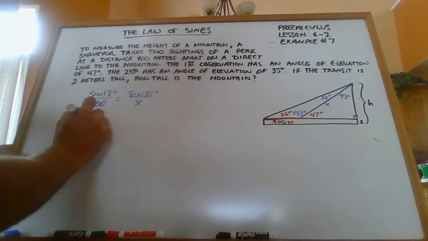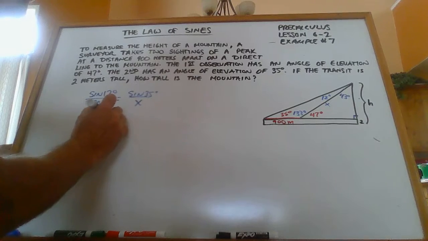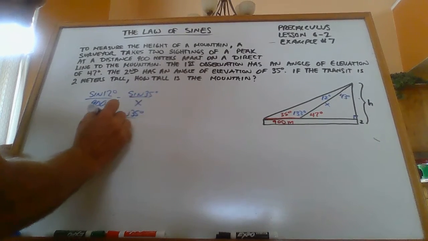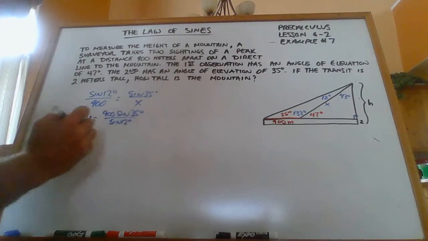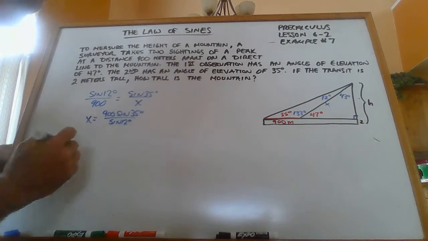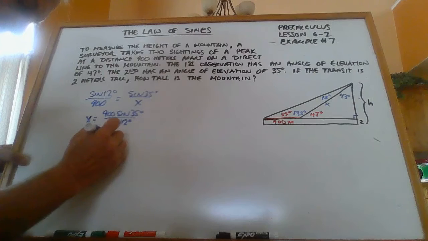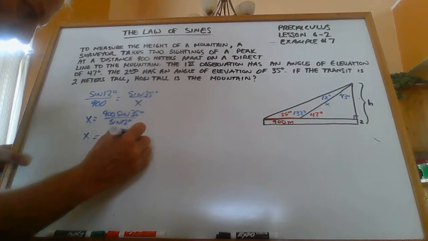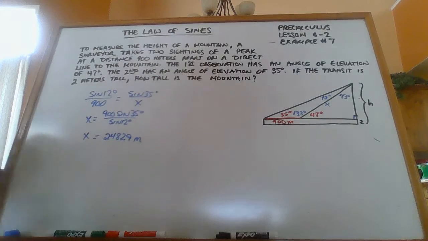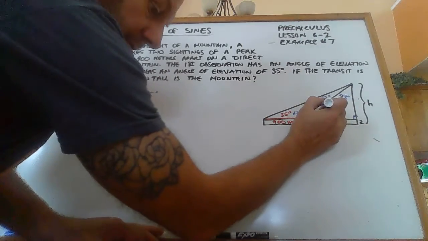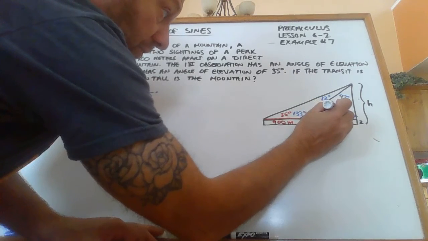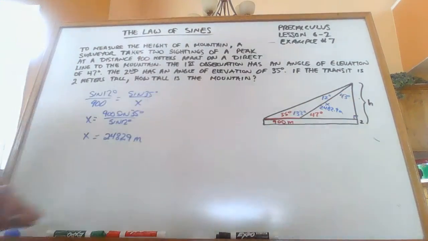So my variable x is going to equal 900 sine 35 divided by sine 12. And that comes out to be 2,482.9 meters. So that's this distance right here, 2,482.9 meters.